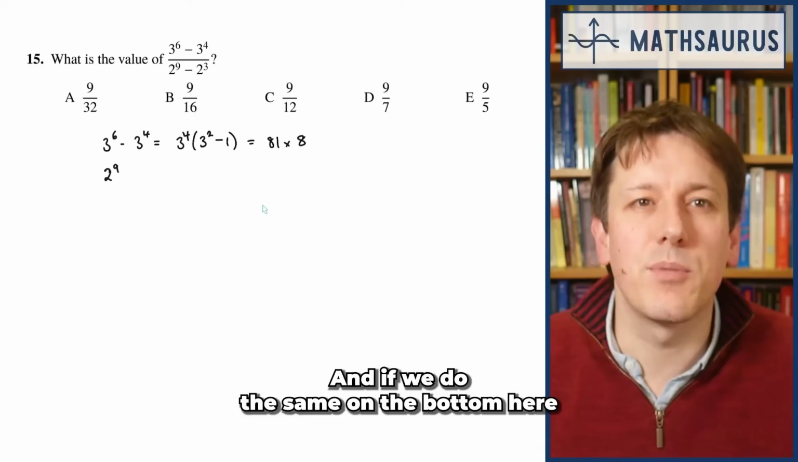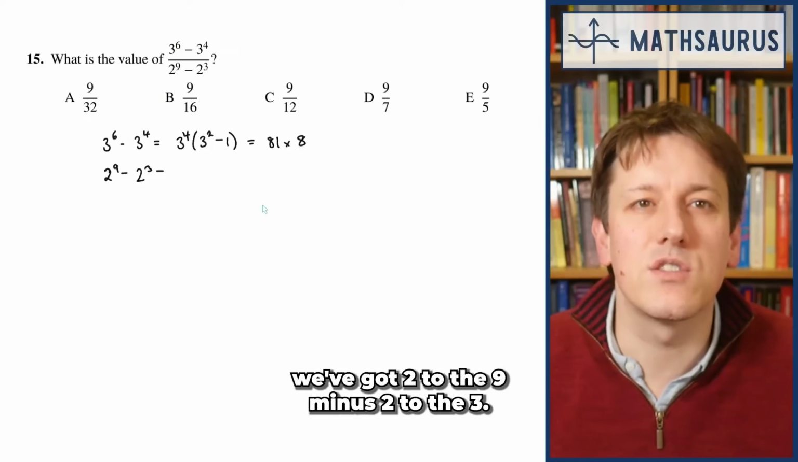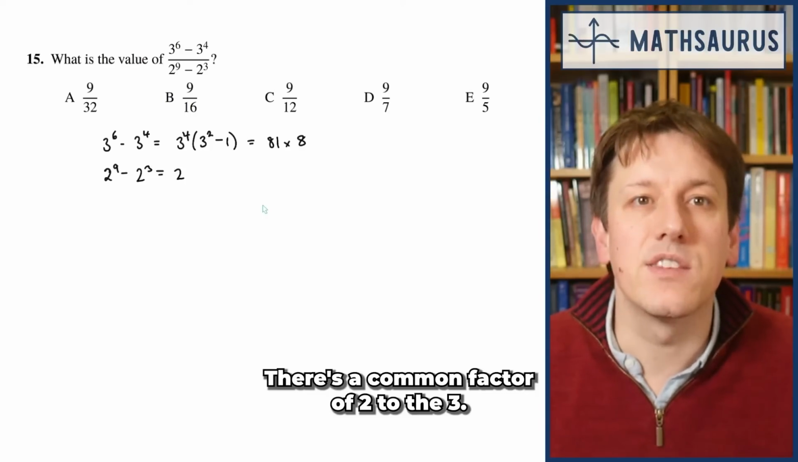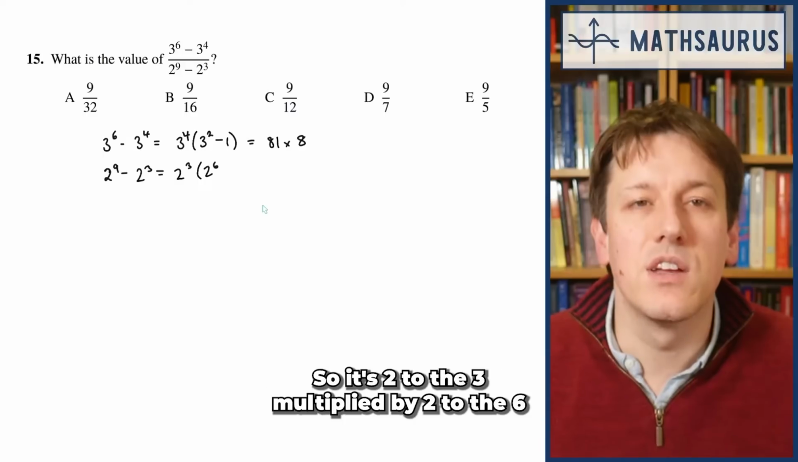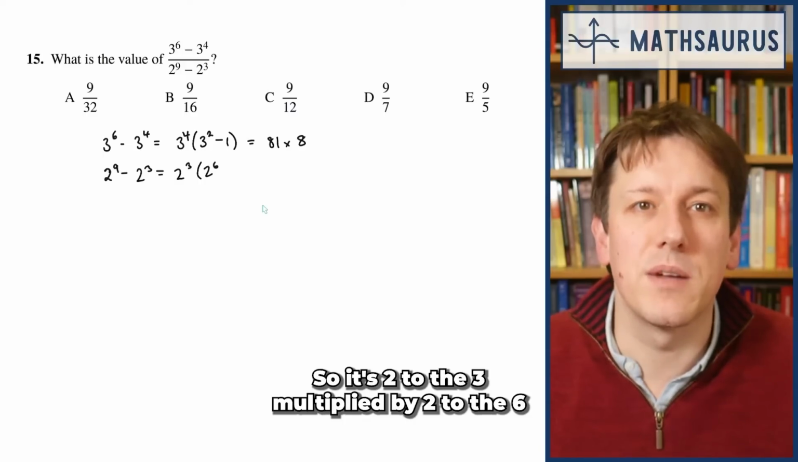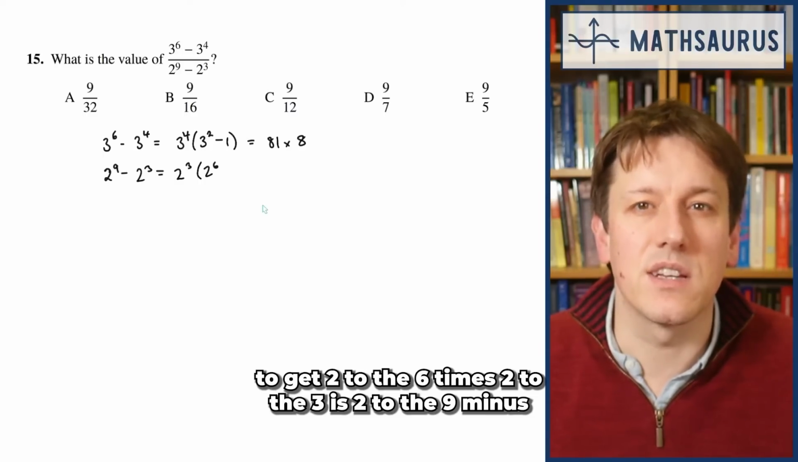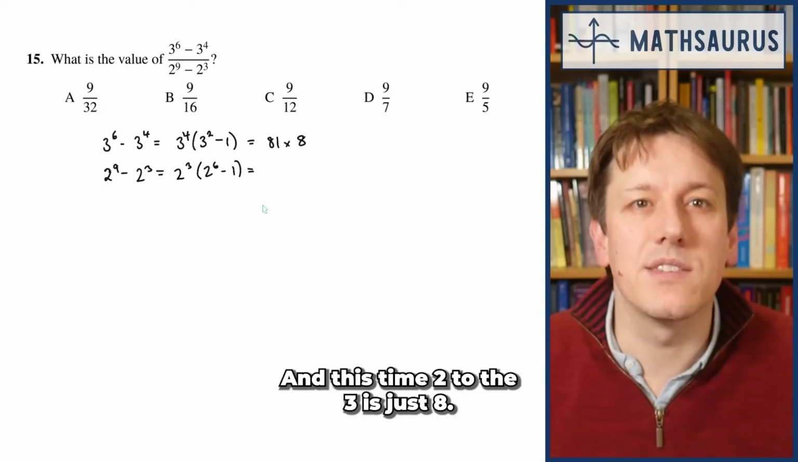And if we do the same on the bottom here, we've got 2 to the 9 minus 2 to the 3. There's a common factor of 2 to the 3. So it's 2 to the 3 multiplied by 2 to the 6, to get 2 to the 6 times 2 to the 3 is 2 to the 9, minus 1 again. And this time 2 to the 3 is just 8.